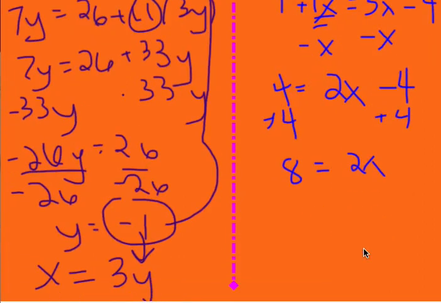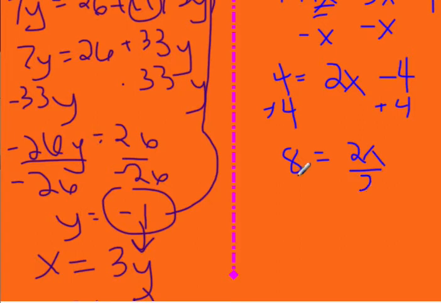Well, the 2 is being multiplied by the x, so to get it over to the other side, I'm going to divide both sides by 2. And then I end up getting that x is equal to 4.